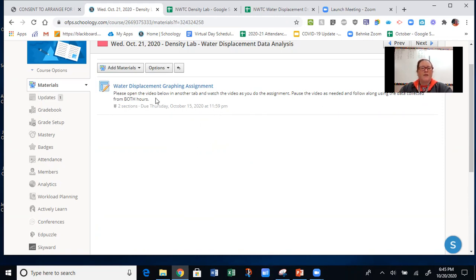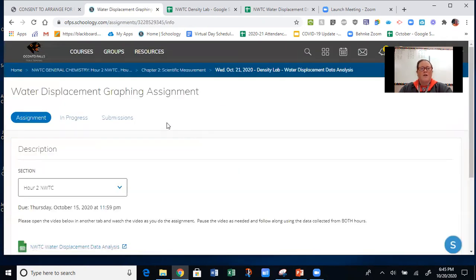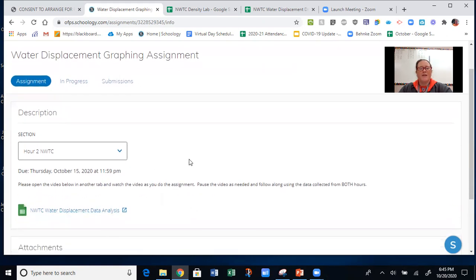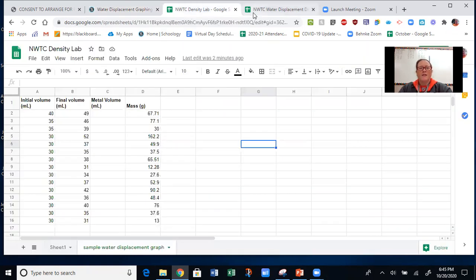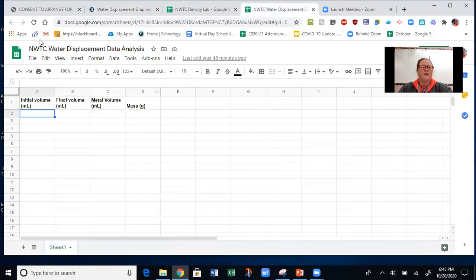So the assignment is called the Water Displacement Graphing Assignment. And when you click on it, you're going to get a screen that looks kind of like this, and there'll be a My document. And what you'll want to do is open that document up in another tab so that it's as big as it can be. And that document is going to look like this. It's called NWTC Water Displacement Data Analysis. It will have your name in front of it. So this is going to be a copy that's made for you.